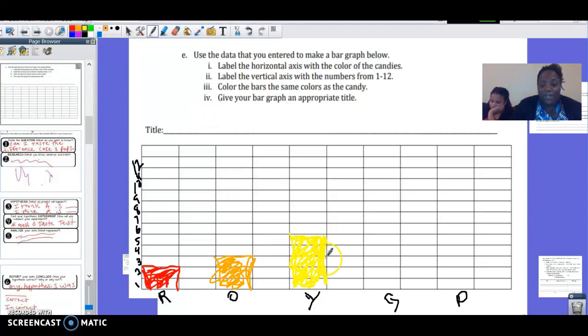Green, we only had 1. So green is going, that's not green. I'm just going to fill up to the number 1, like here.